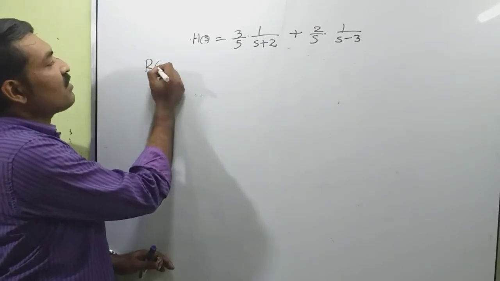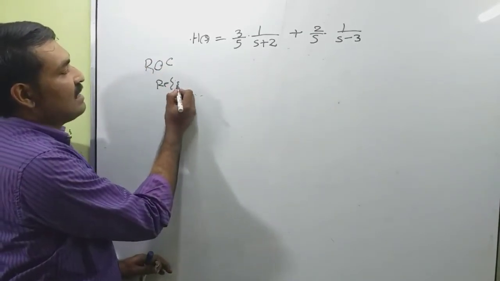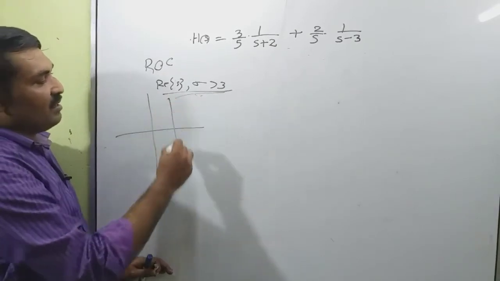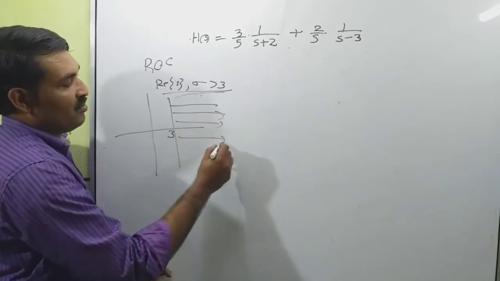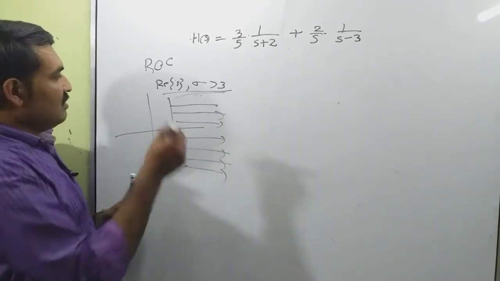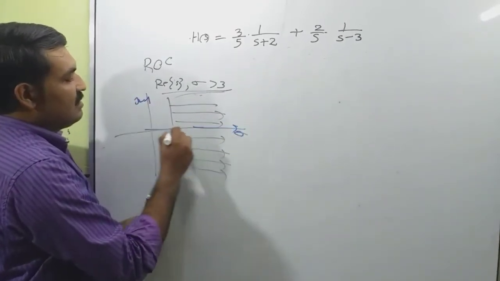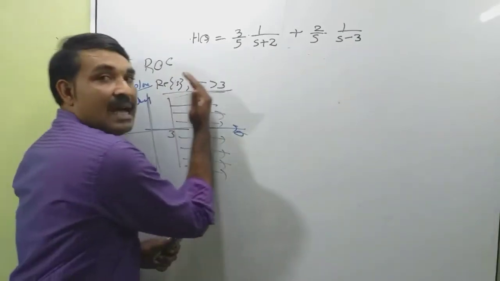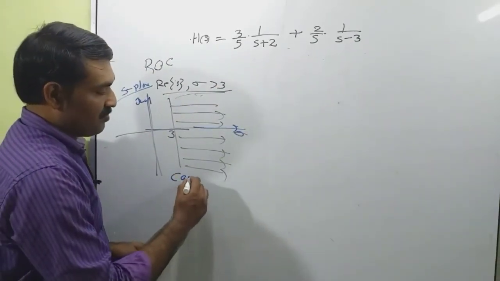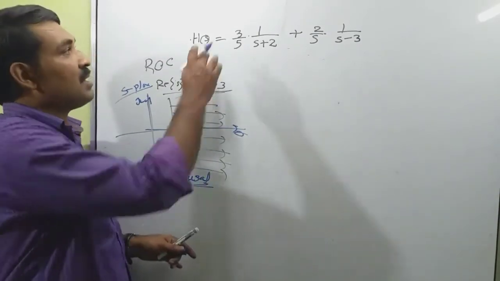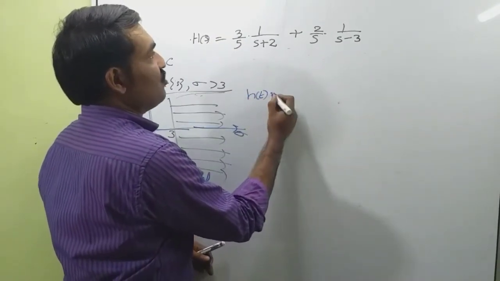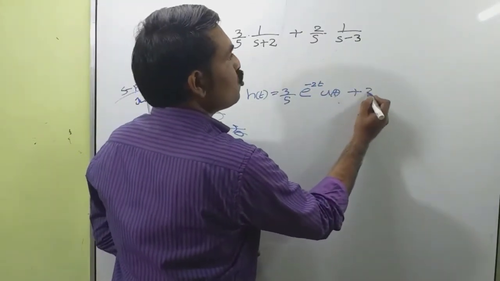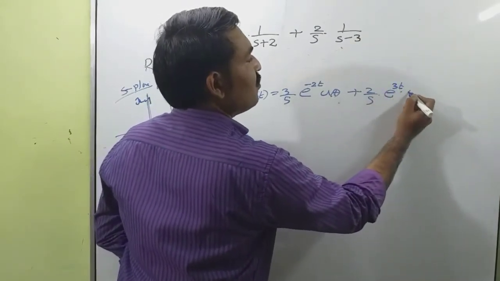Now first we consider the region of convergence, real part of s, that is sigma greater than 3. I am drawing this pictorially in the s-plane with axes j omega and sigma. This is our 3, and this is the region of convergence. So the ROC is towards the right-hand side of the S-plane, so the system is a causal system. Taking the inverse Laplace transform, h(t) = 3/5 e^(−2t) u(t) + 2/5 e^(3t) u(t).